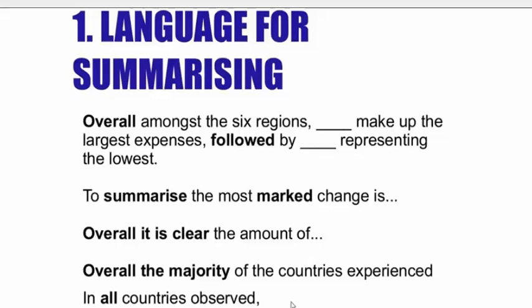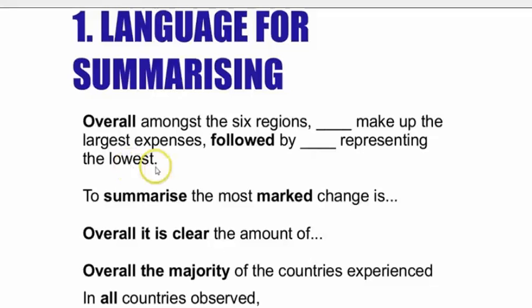Wales. Okay, we can say, overall, the majority of the countries experienced XYZ, or overall, the majority of the people interviewed said they preferred beef, or whatever. Okay, another sentence, overall, it is clear the amount of sales, and so on. Next one, to summarize, the most marked change is the jump from vegetarianism to veganism, or whatever.